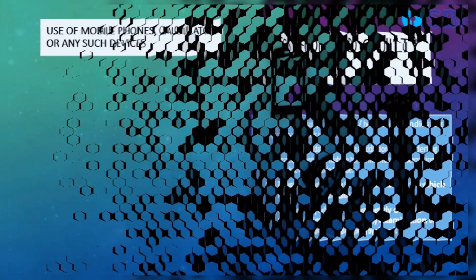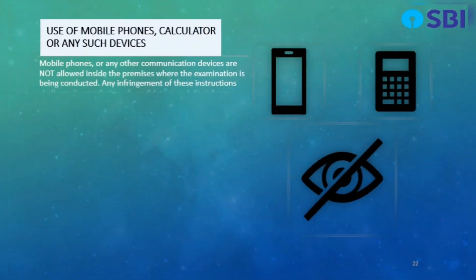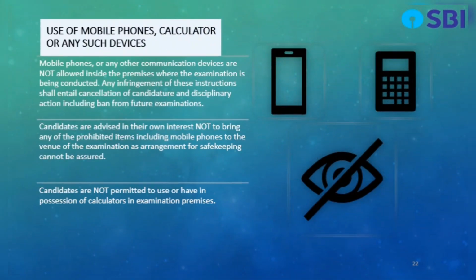Use of mobile phones, calculators or any such devices. Mobile phones or any communication device are not allowed inside the premises where the examination is being conducted. Any infringement of these instructions shall entail cancellation of candidature and disciplinary action including a ban from future examinations. Candidates are advised, in their own interest, not to bring any of the prohibited items including mobile phones to the venue of examination, as arrangement for safekeeping cannot be ensured. Candidates are not permitted to use or have in possession calculators in the examination premises.